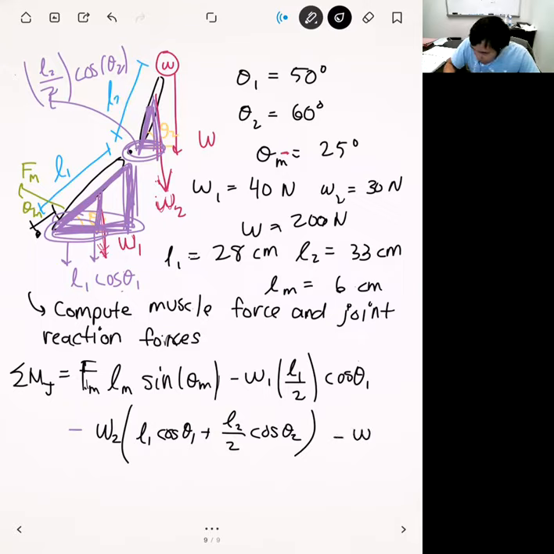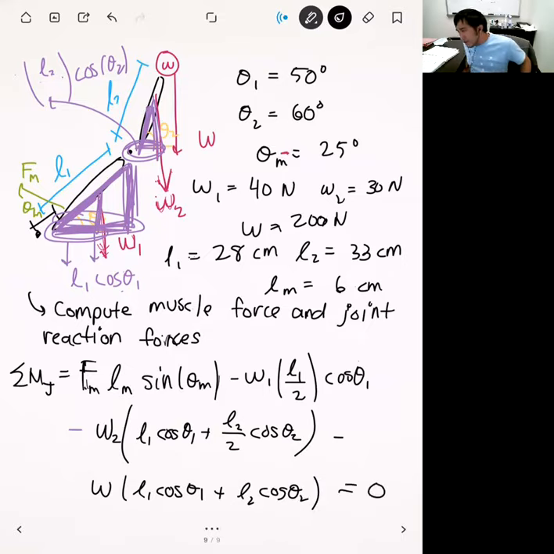And then finally, we have the contribution from W. The moment arm for W is going to look very similar. The only difference is that instead of L2 divided by 2 here, we're just going to have L2. And so we have a minus W times L1 cosine theta 1 plus L2 cosine theta 2.